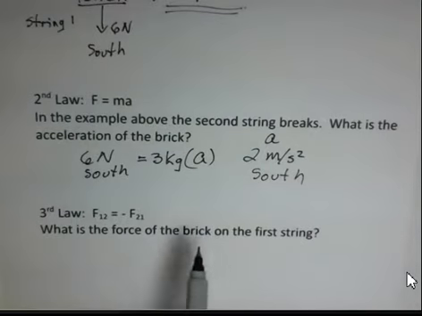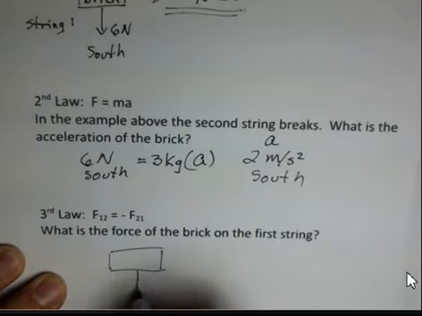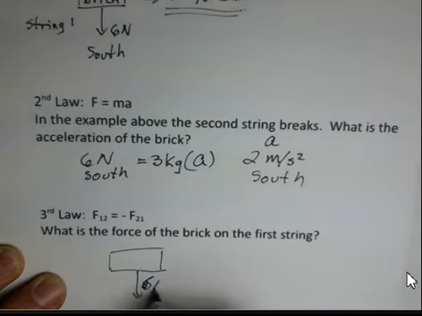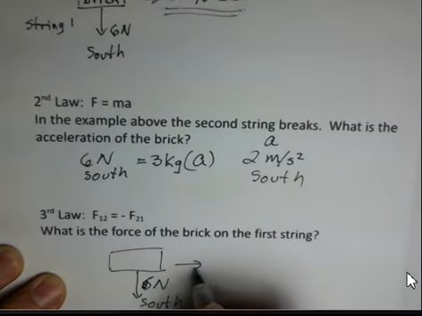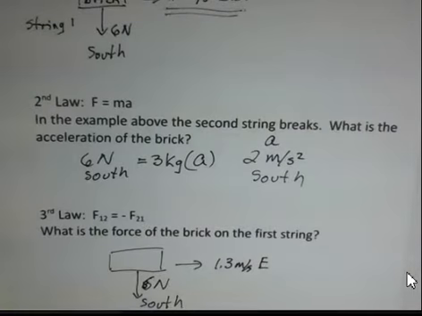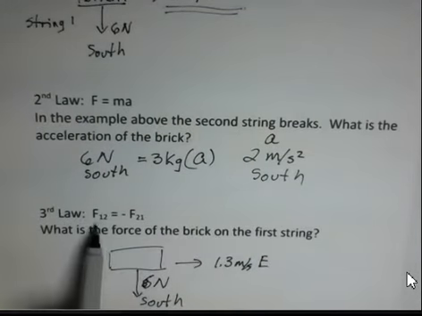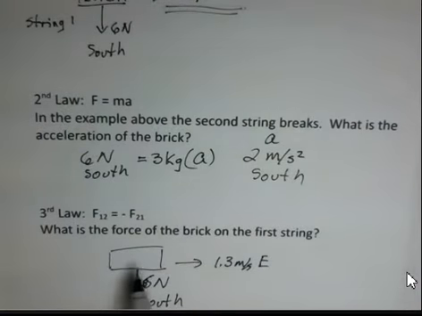So we're continuing with the second law example. There's only one string acting on our brick. So we have a string with a tension of 6 newtons in it, pulling off to the south. We're moving 1.3 meters per second to the east. This string pulls on the brick. So this could be our left side here. There is a force of the string on the brick, 6 newtons to the south.